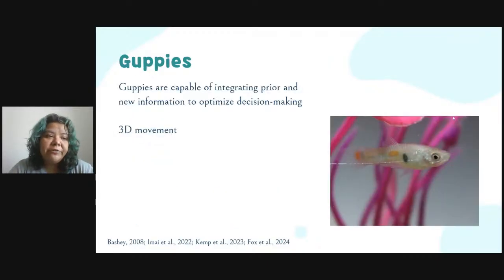Guppies can also integrate both prior experience and information to optimize decision-making, which makes them ideal for dynamic decision-making testing. They also move in 3D and adjust their behavior based on group context, which mirrors some aspects of more complex network behavior.